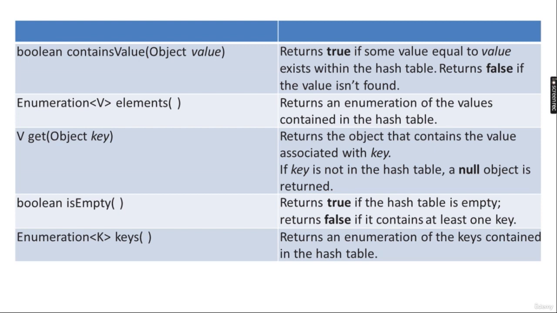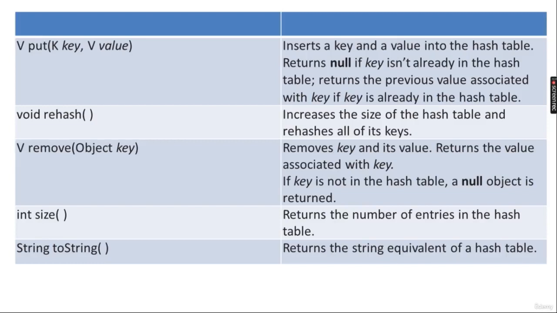Enumeration elements() returns an enumeration of the values contained in the hash table. Object get(Object key) returns the object that contains the value associated with key. If the key is not found in the hash table, a null object is returned. boolean isEmpty() returns true if the hash table is empty. Returns false if it contains at least one key. So if at least one key is there, it will return false. Enumeration keys() returns an enumeration of the keys contained in the hash table.